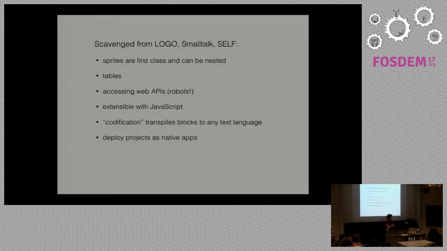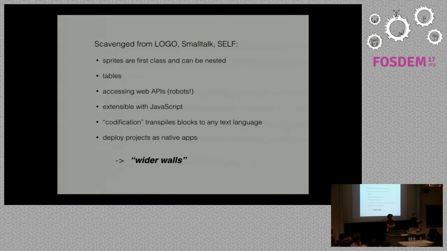So there are some other things that we took from other environments that inspired us, like Smalltalk, Logo, and Self. So we've got more first-class stuff. We've got more ways to work with data. We've got web API, so kids can play with robots and drones and stuff. It's extensible with JavaScript, so you've got a way to write your own blocks. And even if it doesn't exist yet, if you need primitives, we can transpile and compile the blocks to other languages. So we can embed it on little robots, because some of these, like Arduinos, really enjoy having their sketches natively, because they're low-powered machines. And we can deploy these things as native apps also.